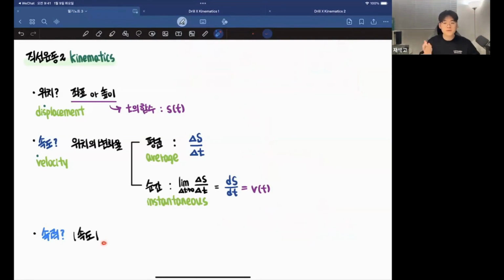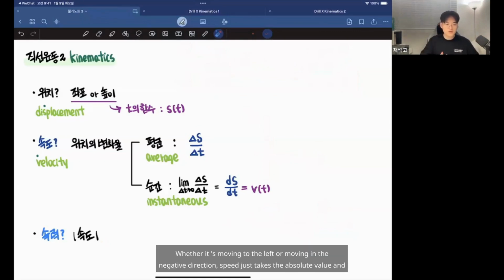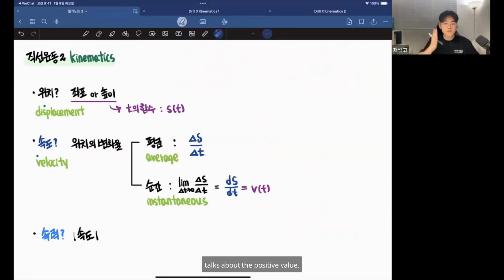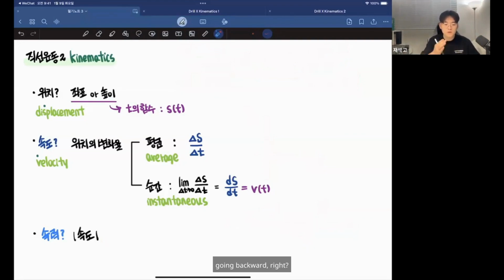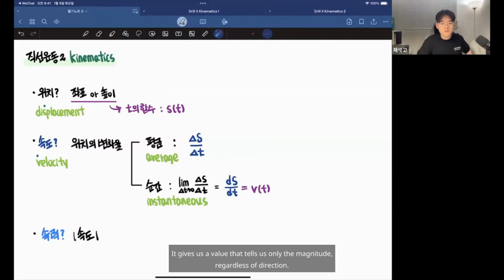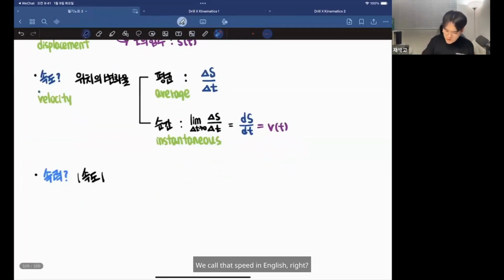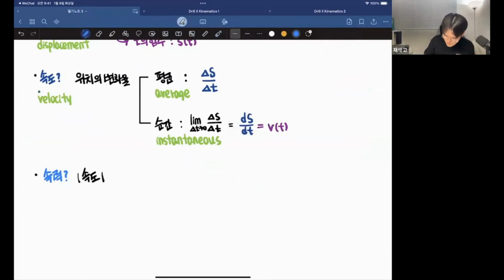What is speed? It's just looking at the magnitude of velocity. Whether it's moving to the left or in the negative direction, speed just takes the absolute value and talks about the positive value. It's simply looking at how fast the object is going, not its direction. It doesn't matter if it's moving to the left or to the right. When we step on the gas really fast in reverse in our car, the speedometer just shows 20, even if we're going backward, right? It gives us a value that tells us only the magnitude, regardless of direction. We call that speed in English, right? You need to be able to distinguish between these two, speed and velocity.